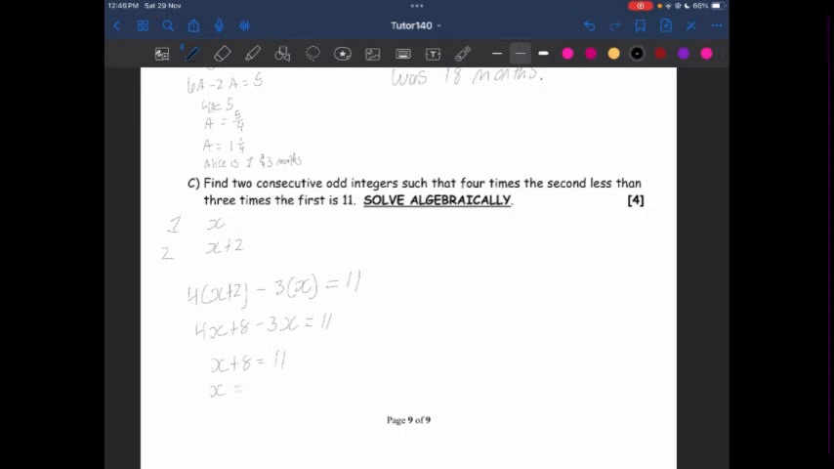Send the 8 over. X is equal to 11 minus 8. X is equal to 3. So our first number is x is equal to 3. Our second number is x plus 2. So x is equal to 5. 3 plus 2 is 5. So our two integers are 3 and 5.